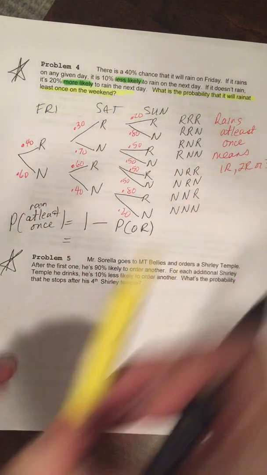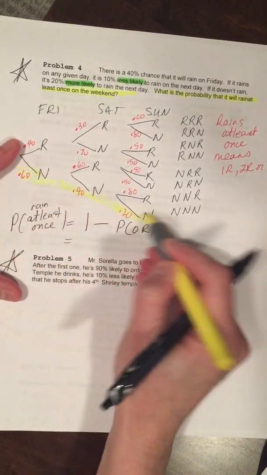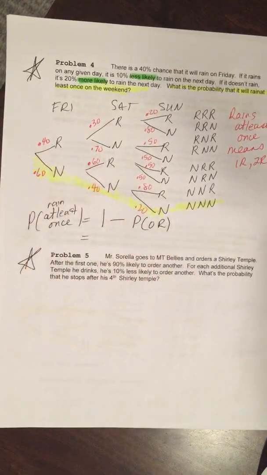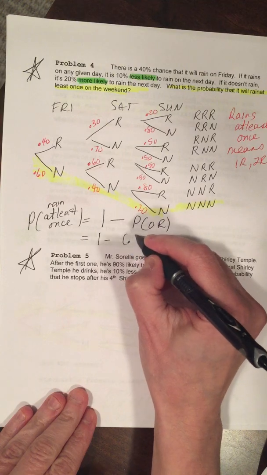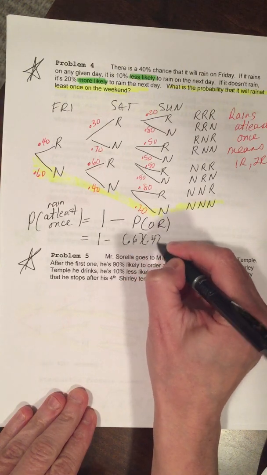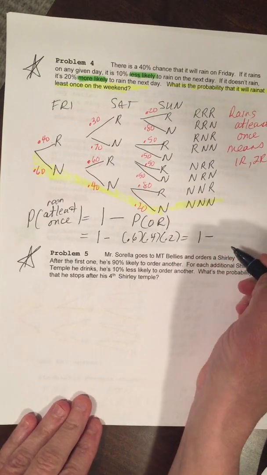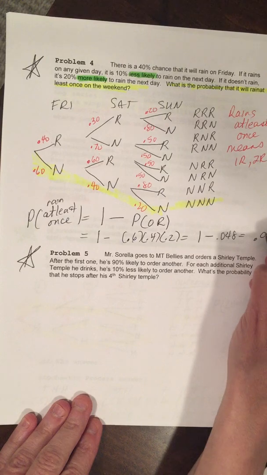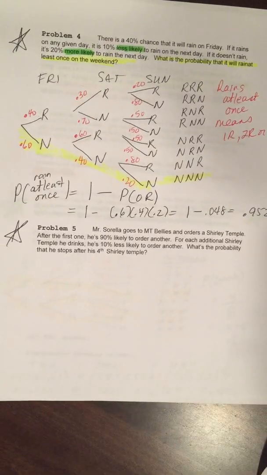0 rains would be this branch right here. That's my 0 rain: no rain, no rain, no rain. So 1 minus 0.6 times 0.4 times 0.2, which is 0.048, so a 95% chance that it's going to rain at least once.